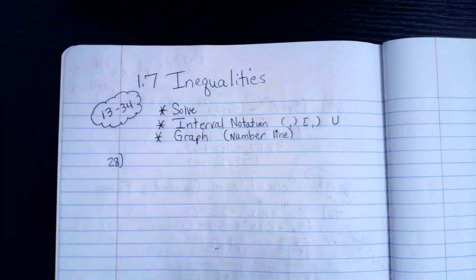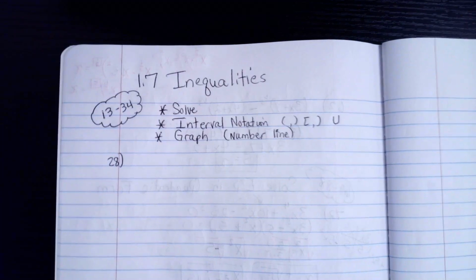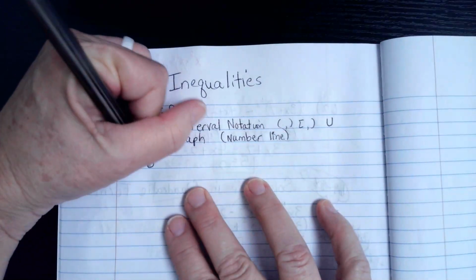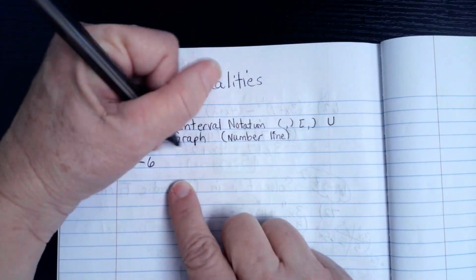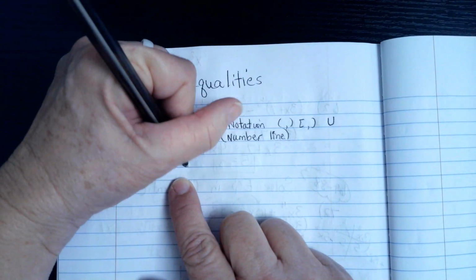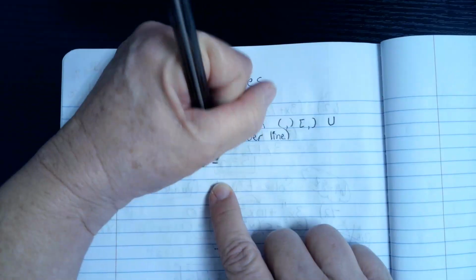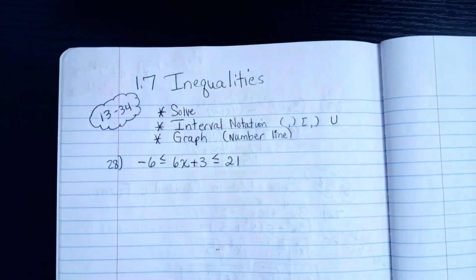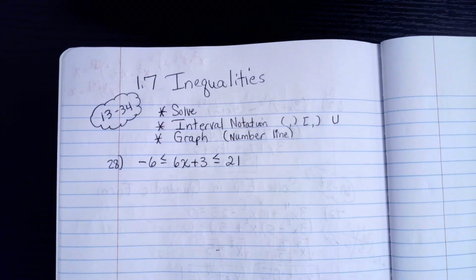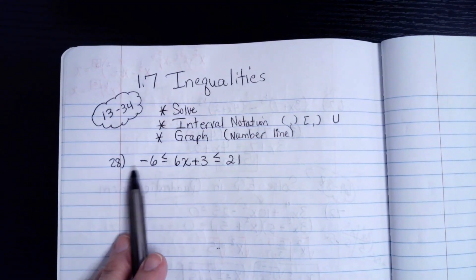So I'm jumping down to 28, so please remind me that I'm going back up to 18 and 22 after that. Number 28 comes at you like this. There's a -6. It is less than or equal to, and then in the middle you've got 6x plus 3, which is less than or equal to a 21. I like to call these between problems because your x is between your low number and your high number.